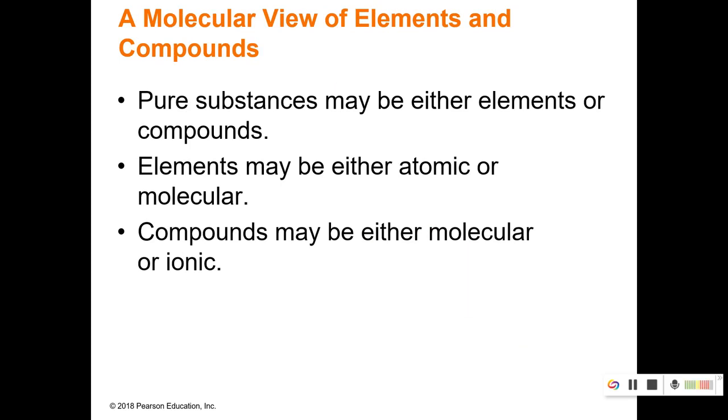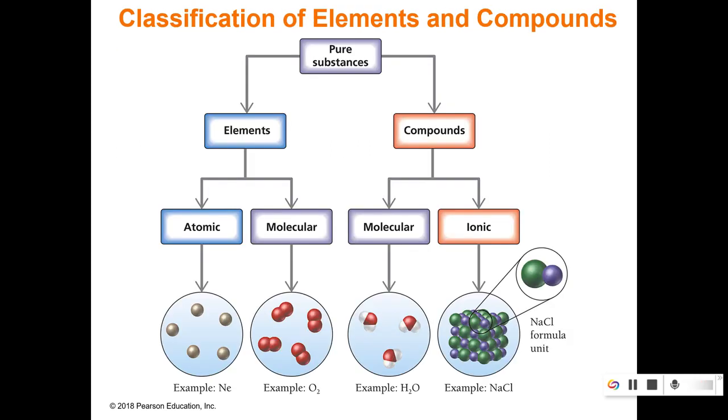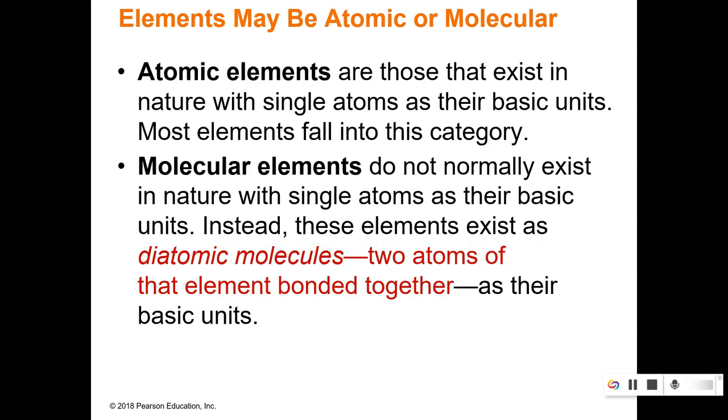All right, recall from chapter 3 that pure substances can either be those elements or compounds. Now, elements can either be broken into atomic or molecular, and then compounds can also be broken into molecular or ionic. There are slides for all of this. So atomic ones are just single atoms. They're found that way all alone. Molecular ones are not found alone. They're found in either 2s or multiples. Most often they're found in 2s. Compounds could either be molecular or ionic, which we're going to discuss.